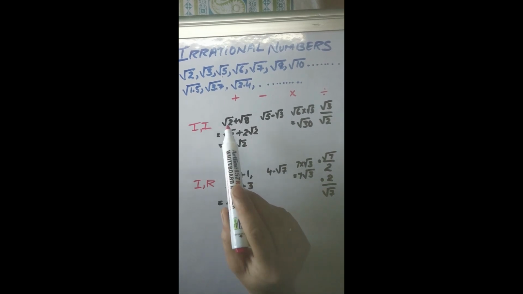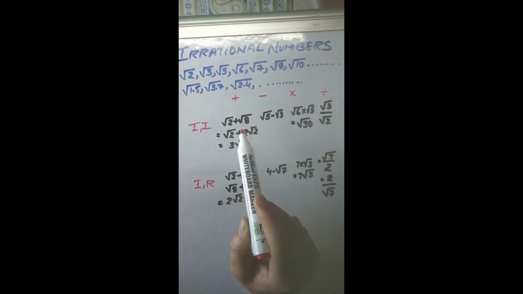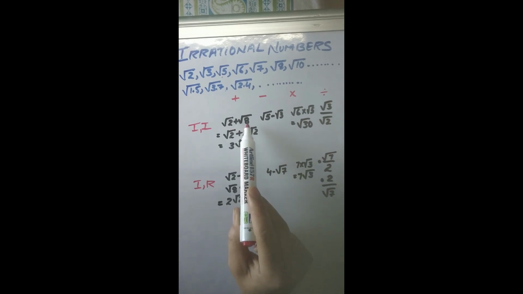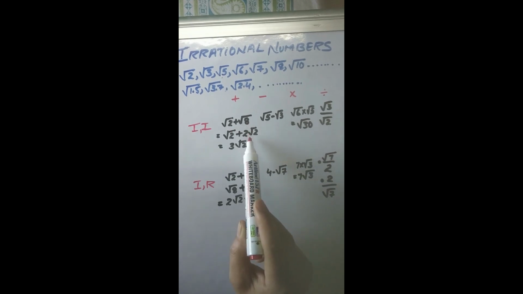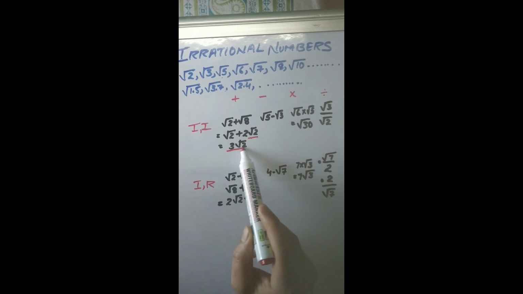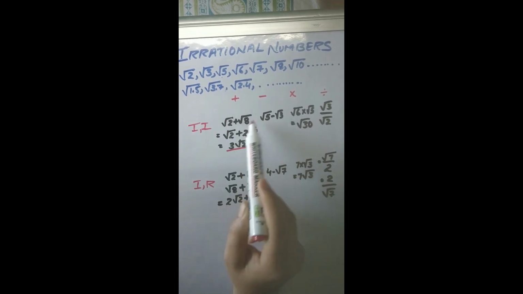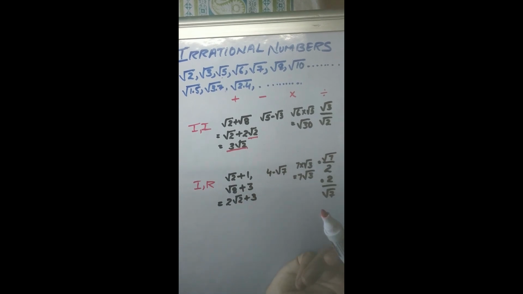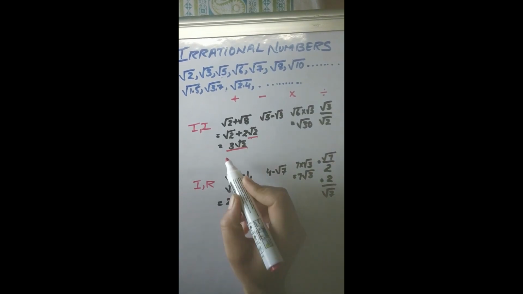When we add two irrationals, at times we are able to simplify them, just like root 2 plus root 8. Root 8 can be simplified like this, so the final answer is 3 root 2. It means at times the binomial turns into a monomial. At times it doesn't, just like root 5 plus root 3. Then it will stay like that.